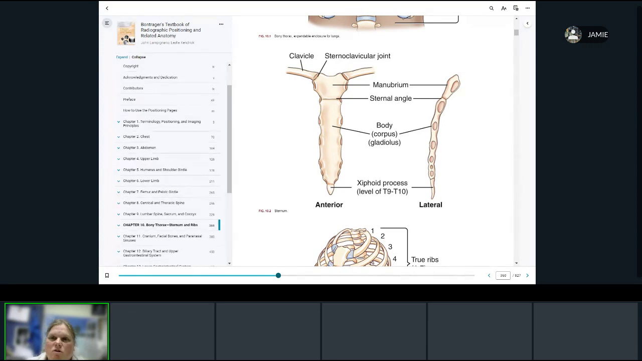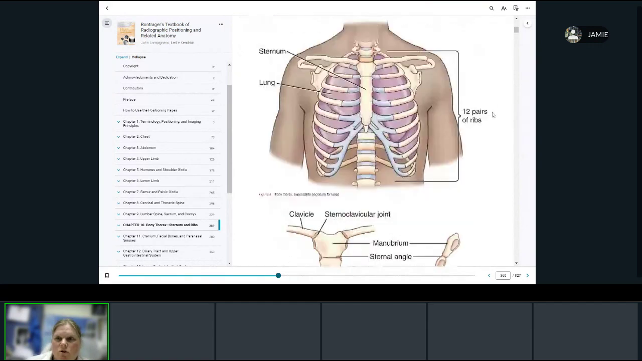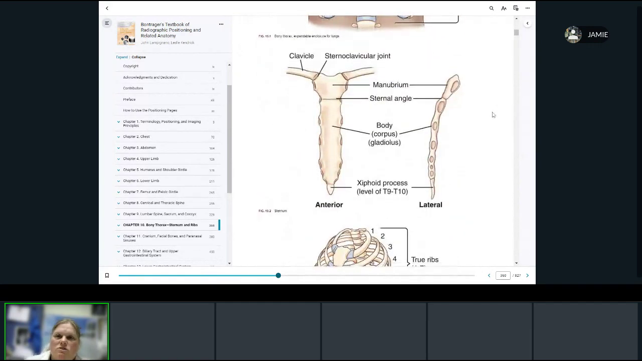So here in your chapter 10 in the Bontrager textbook, you'll see the picture right beside the picture we looked at yesterday of the bony thorax is the sternum. There's not a lot to it. The sternum itself has the manubrium, the body, and the xiphoid process. Where the manubrium connects to the body is the sternal angle. We also have articulations with the sternum to the clavicle, which is the sternoclavicular joint.